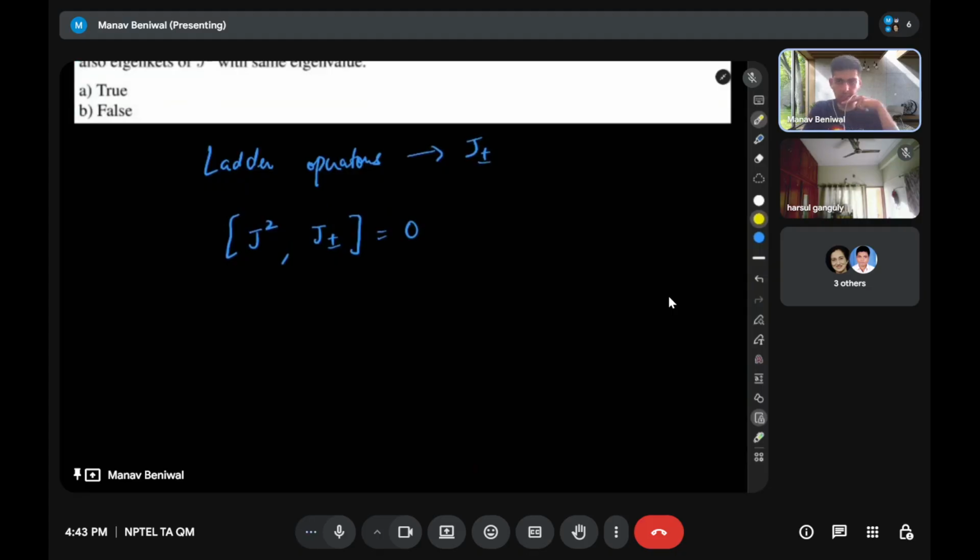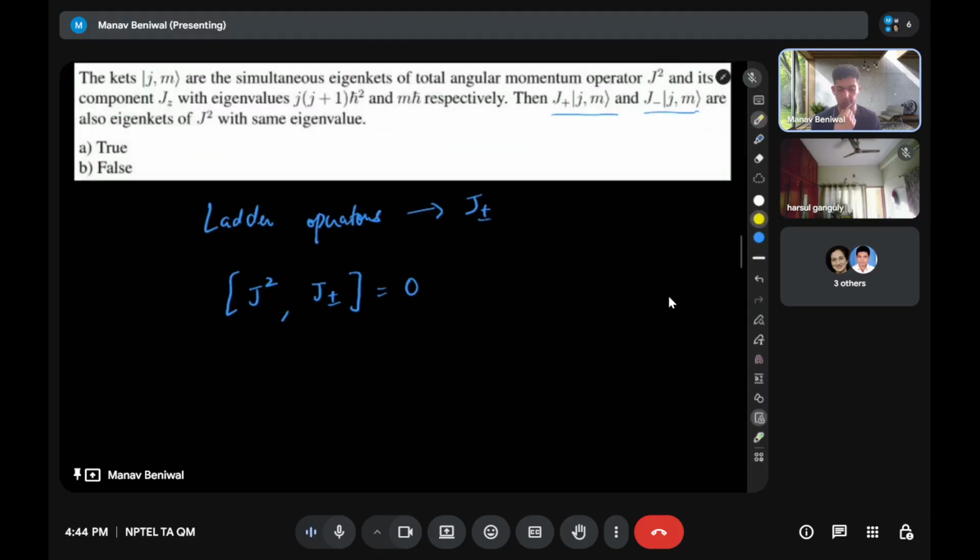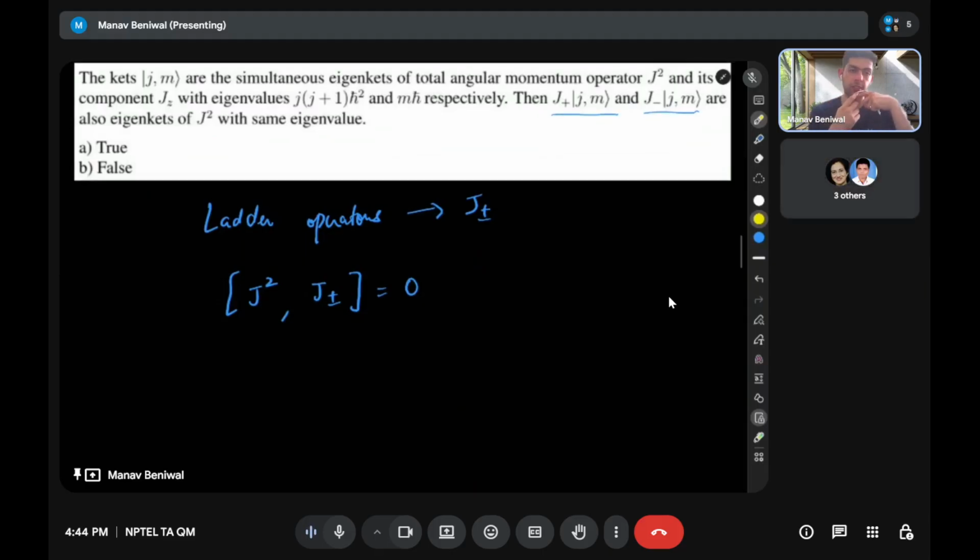There is this property of these ladder operators that they commute with your j squared. Now, let's keep this aside. First of all, let's go back to the question once again: what we actually want to do.